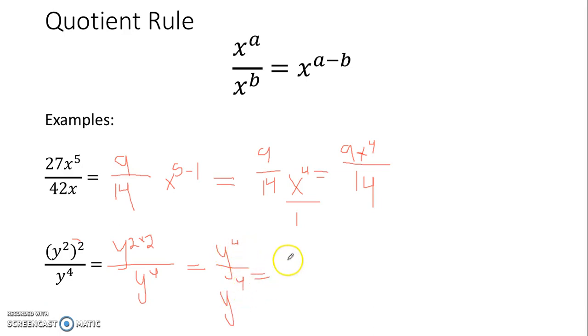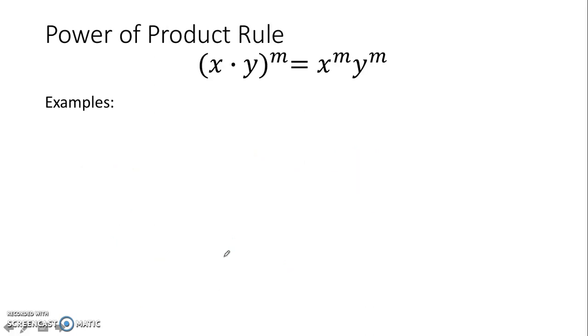We already know this. It's the same thing as asking, what if y equaled 1? Well, 1 to the 4th is 1, so 1 over 1 is 1. So the numerator and the denominator are the same. That means it's 1. All right, the next one's the power of the power rule.